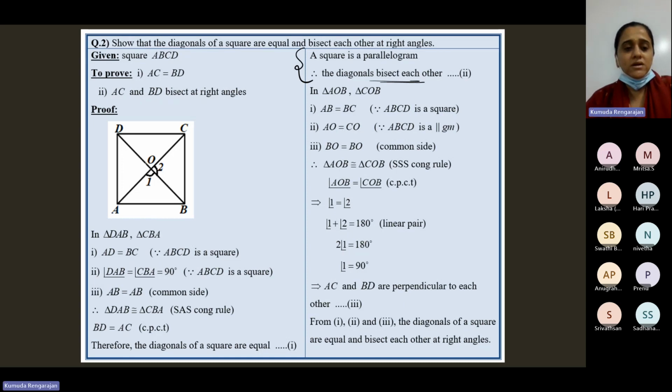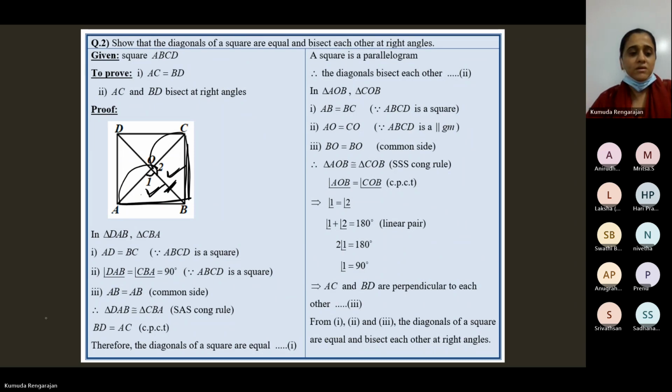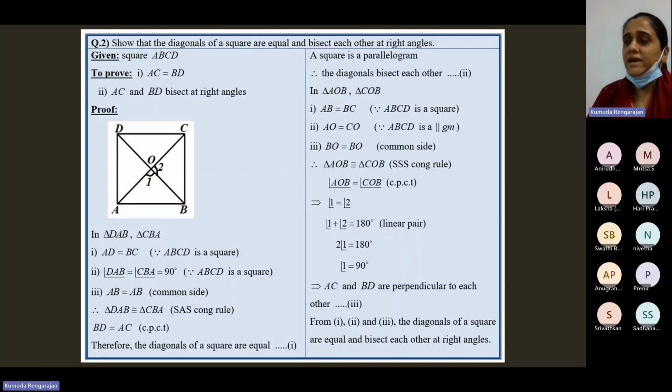Then, to prove that angle 1 is 90 or 2 is 90, here we have taken up these two triangles, AOB and COB. In this triangle and this triangle, this side is equal to this side, because in a square, all sides are equal. This is the common side. And then AO of this triangle is equal to CO of this triangle, because diagonals bisect each other, meaning both the diagonals have the same midpoint.